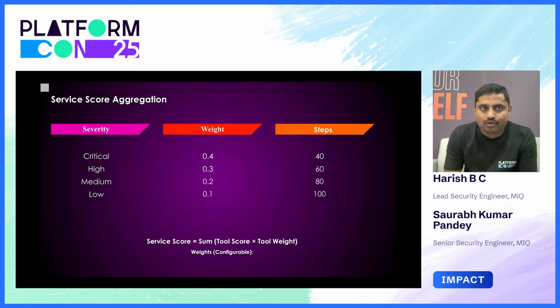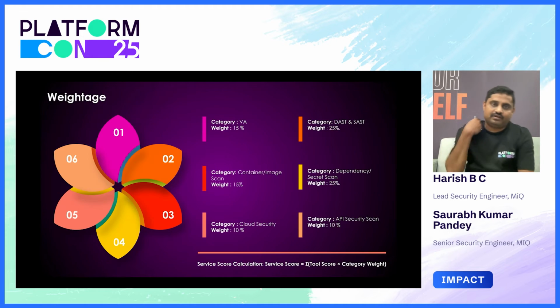So overall, the service score we are calculating is based on the total scores of each tool into the total weighted average of the severity. That's how we calculate for each particular tool service count. Once we do that, we have the weightage for each category. For example, for vulnerability assessment, we have taken a weight of 15 percentage.